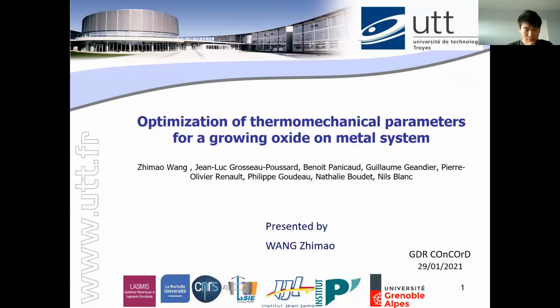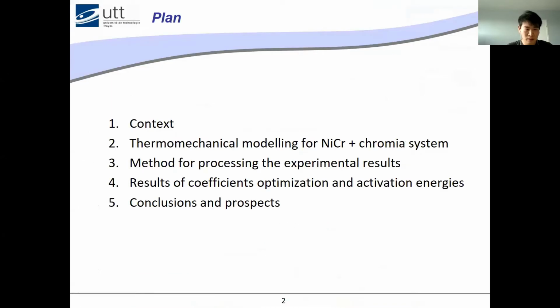The subject of my presentation is optimization of thermomechanical parameters for growing oxide on metal systems. Here is the plan. First, I will introduce some context, and then the thermomechanical modeling for the nickel-chromium and chromium system. The third part is the method for processing the experimental results, and then the results of coefficient optimization and activation energies. Finally, I will give some conclusions and perspectives.